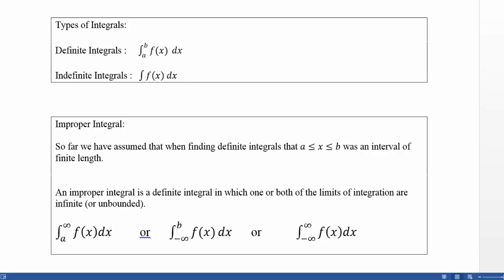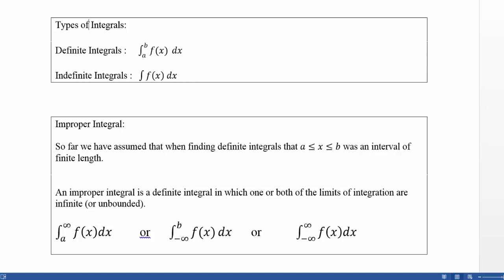The other type of integral that we have is the indefinite integral. When there's no numbers on the bounds of the integral, that indicates to us that we're looking for the antiderivative of the function. So within these two types of integrals, there are some subcategories. The first type of subcategory we're going to look at is improper integrals.